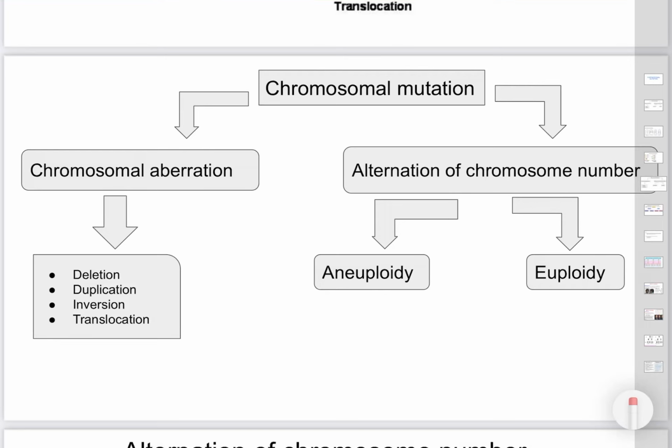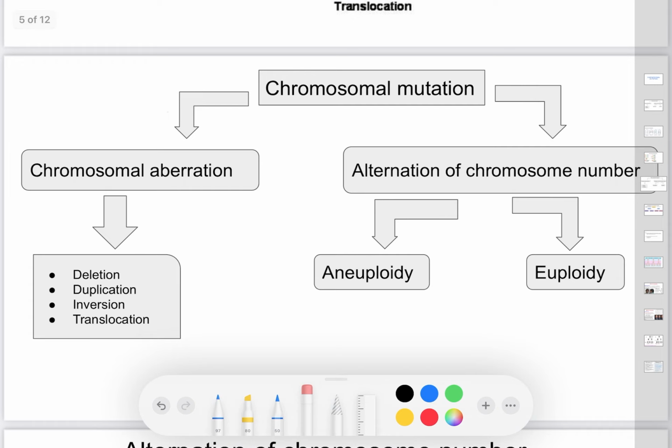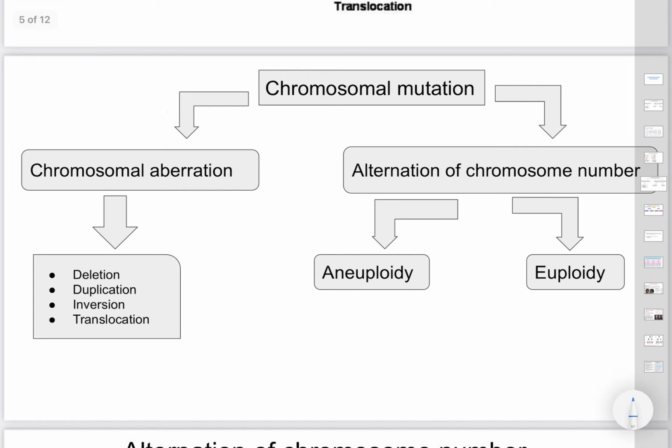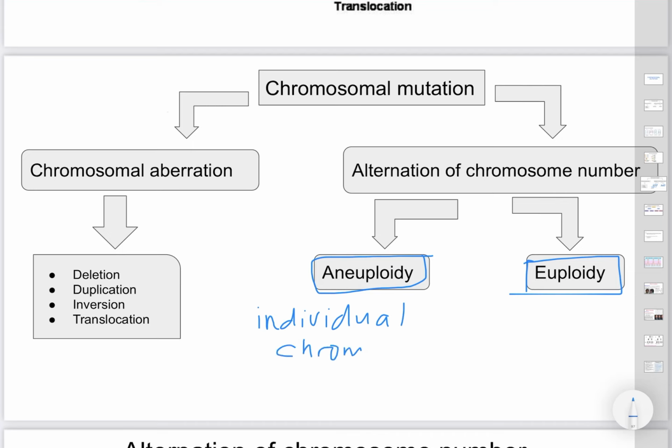Now we're going to look at the second type of chromosomal mutation, which is the alteration of the chromosome number. Alteration of the chromosome number can be divided into two types: aneuploidy and euploidy. Aneuploidy is the mutation that involves only individual chromosomes, while euploidy involves the whole set of chromosomes. So it affects the whole set of chromosomes.